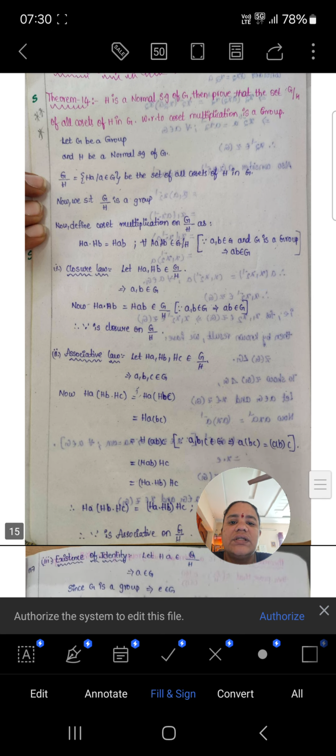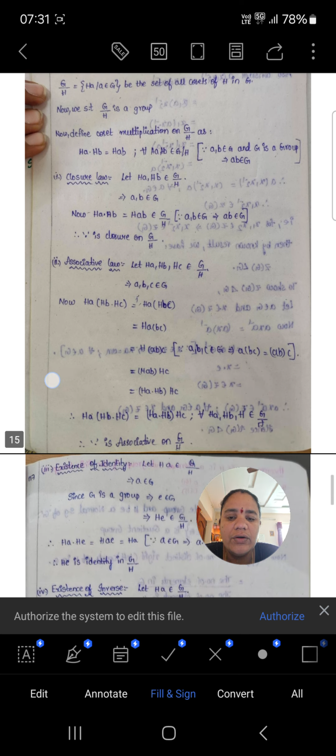So first, let G be a group and H be a normal subgroup of G, and G/H equals {Ha such that a belongs to G} be the set of all cosets of H in G. Now we have to show that G/H is a group. First we define a coset multiplication on G/H as Ha · Hb = Hab for all Ha, Hb belonging to G/H, and a, b belonging to G, where G is a group.